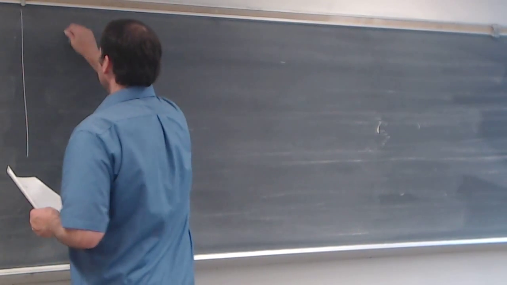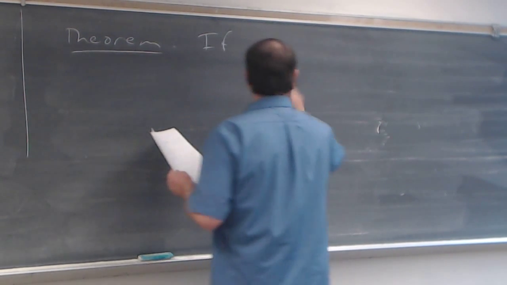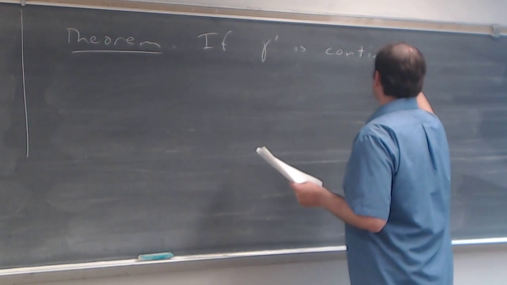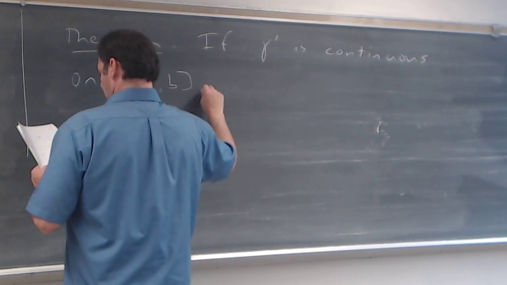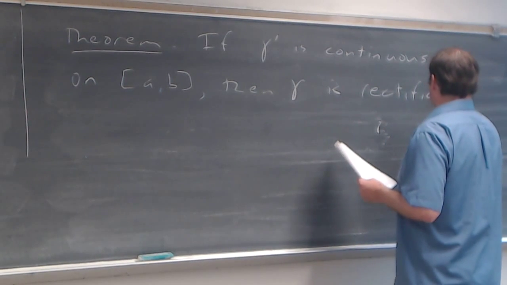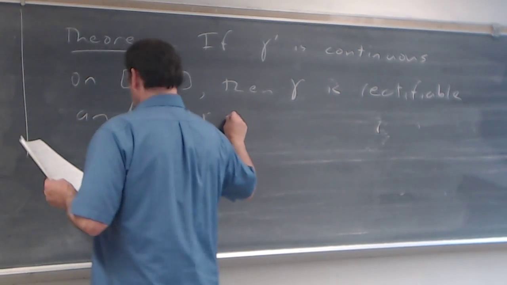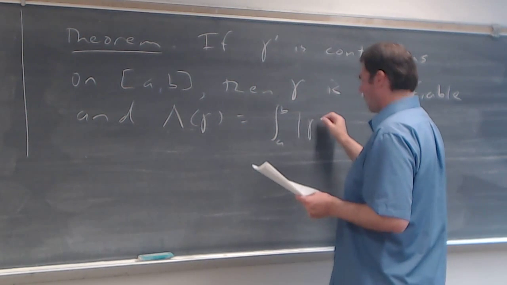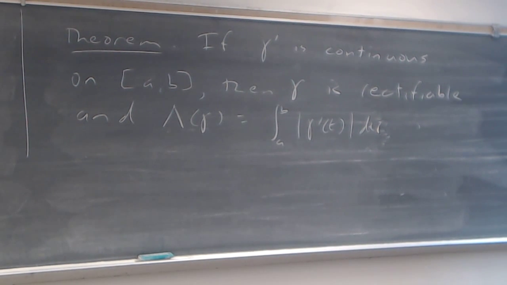Okay, here's the last theorem that we're going to do in this chapter, having to do with integration. It says, if gamma prime is continuous on A to B, then gamma is rectifiable and its length equals the integral of the norm of gamma prime. And we're going to prove this theorem.